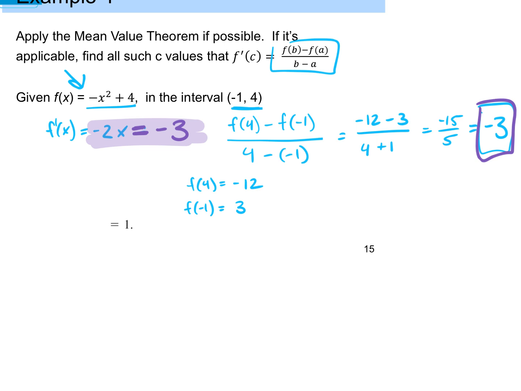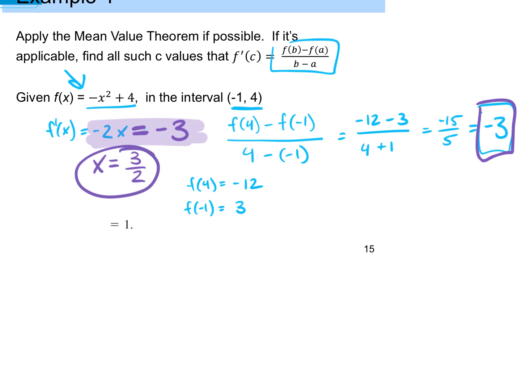So when we solve for x here, what do we get? 3 over 2, perfect. Is 3 over 2 in our interval? Yes, so this is our value of c.